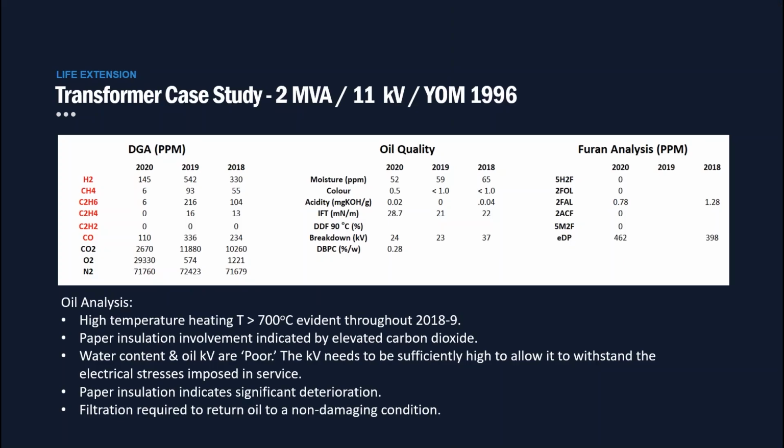So I'll move on now to life extension, and I'll begin with the case study. So this is a mine site transformer, 2 MVA. Primary is 11 kV. It was manufactured in 1996. So we've got dissolved gas analysis results on the left, oil quality in the middle, furan test results on the right. We did the testing in 2020. There was some heating in the transformer in the past. The problem was fixed, and we see a very clean result here, maybe some low-level partial discharge.